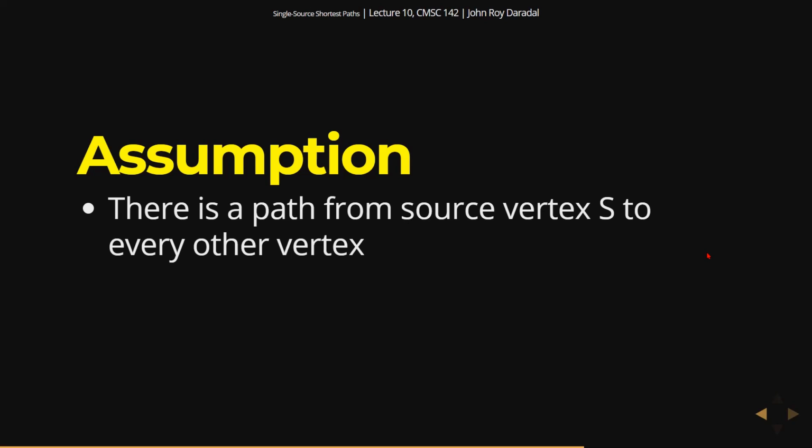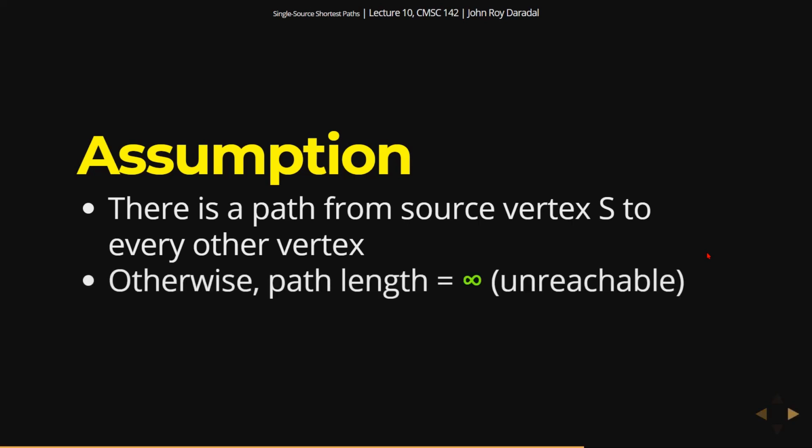Dijkstra also has another assumption. It assumes that there is a path from the source vertex S to every other vertex. That means that all vertices are reachable from the source. Because otherwise, the path length would be infinity, which means it's unreachable. If there is no path that exists from the source to that vertex, then the path length would just be infinity. That means that you cannot reach that vertex from the source vertex S.